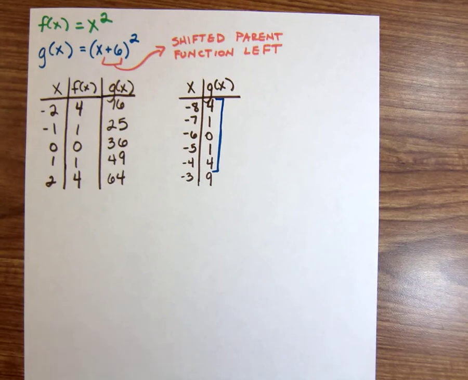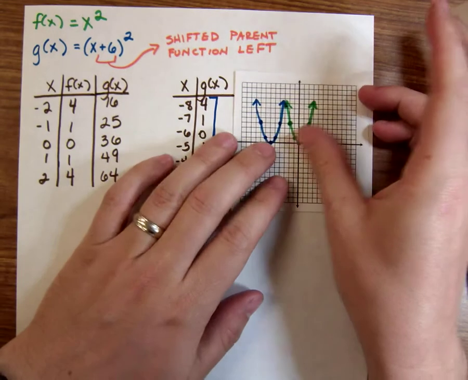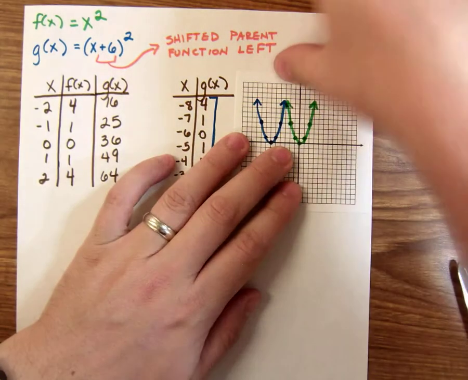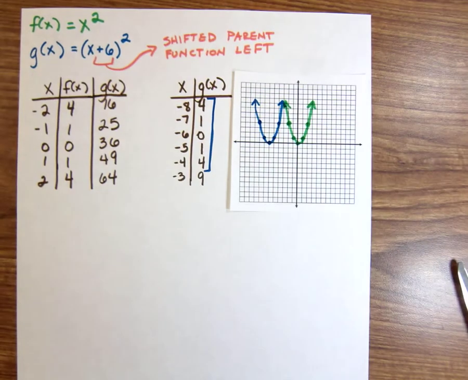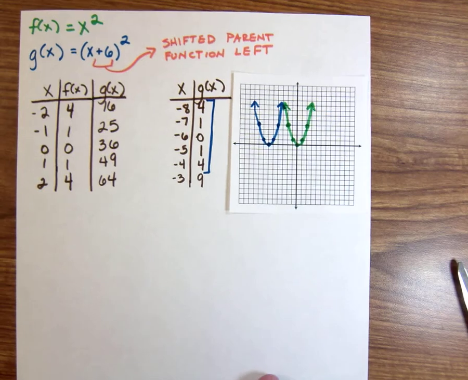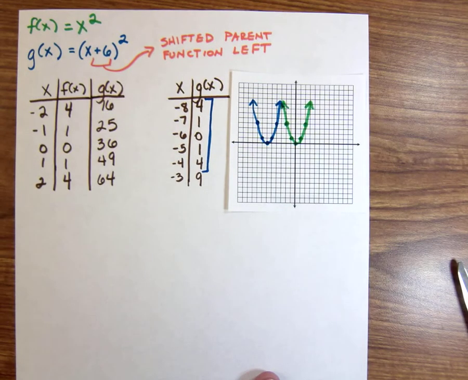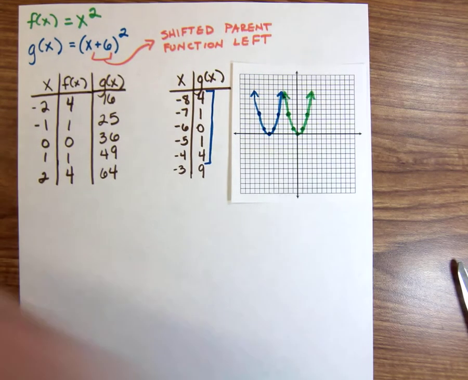What do you suppose would happen if that had been an x minus 6? Oh my gosh, what a good observation. Probably would have shifted it to the right. How about that? Well, let's find out if you are correct.